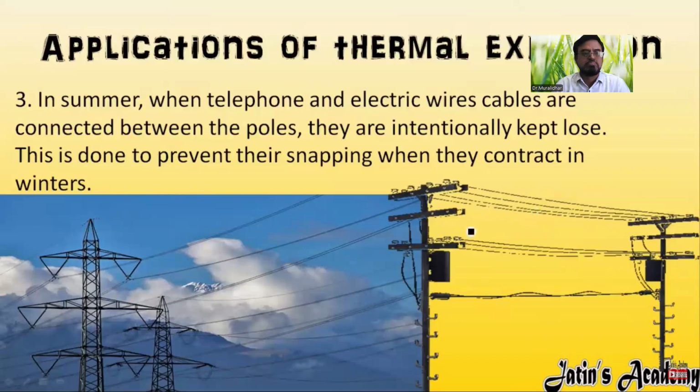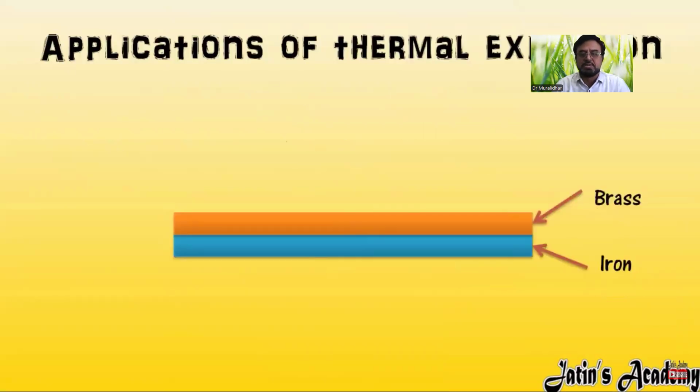Okay. The next interesting application of thermal expansion is that we use a bimetallic strip in electric irons, electric geysers and electric ovens. Why are we using a bimetallic strip? See carefully. A bimetallic strip is made up of two metals. The metals are brass as well as iron.